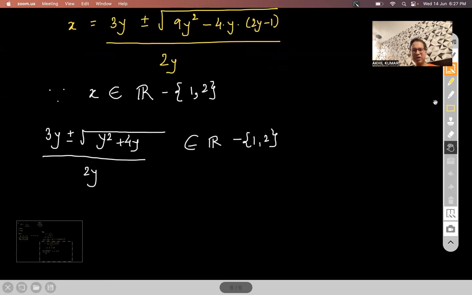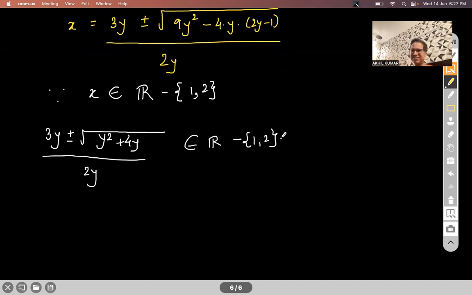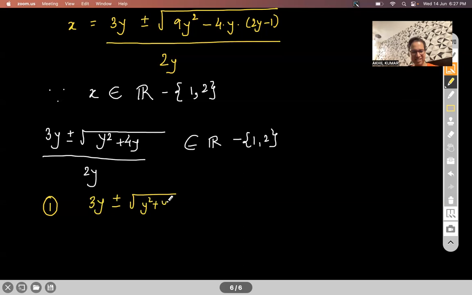Correct? Now, what are the things which we need to take care for this to be a real number except 1 and 2? What is the number one thing you have to take care of? Who will tell me? That shouldn't be equal to 1 and 2. Okay, first thing is this fellow should not be equal to 1 and 2. So that expression under the root shouldn't be negative. This should not be 1. This should not be 2. Okay. Let's take that into our account.